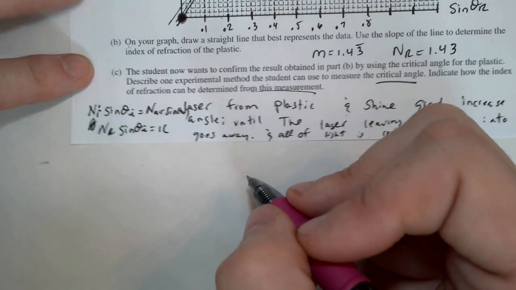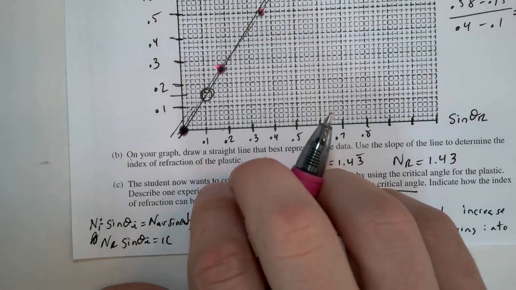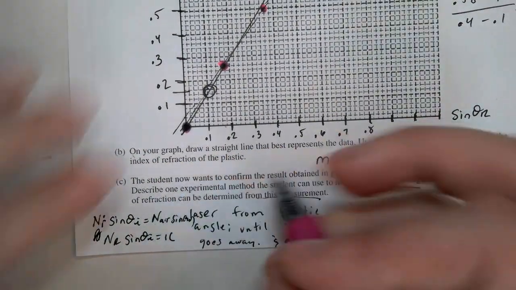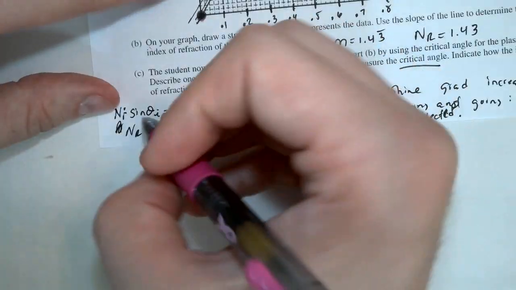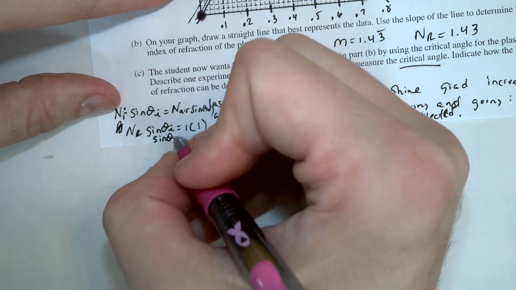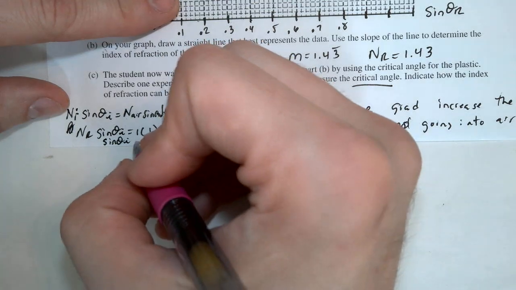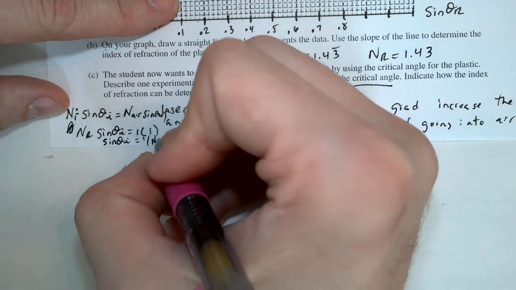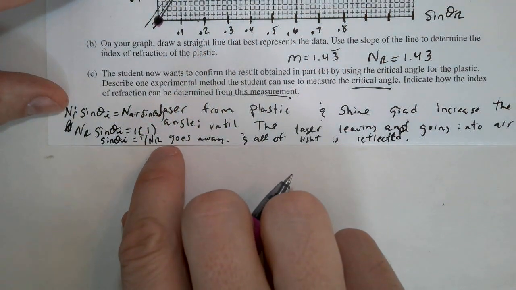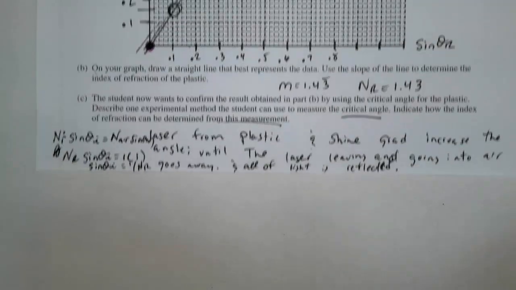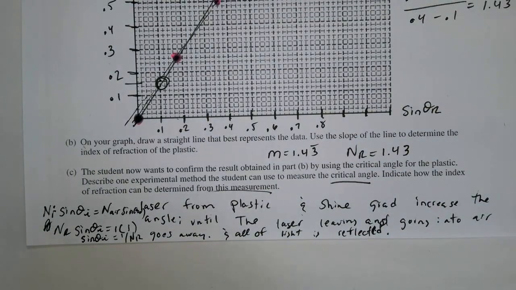Sine of 90 is either 1 or 0. It is 1. So if your sine theta incident, whenever you're going in, whenever it all gets reflected, is equal to 1 over the index of refraction, which barely fit on my paper, then you would be able to confirm it, and you would have to write more words. But I'm out of room, and I'm out of time.